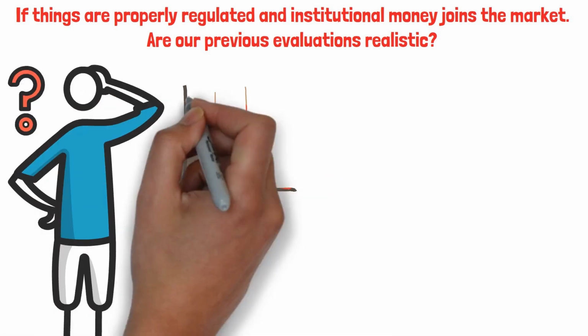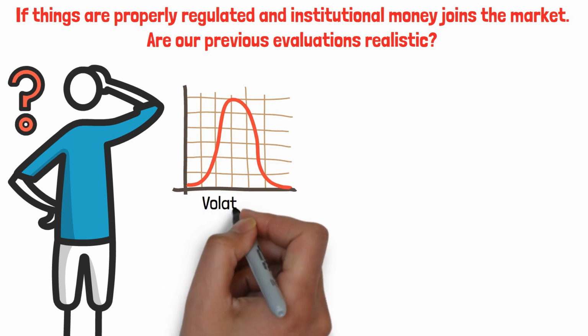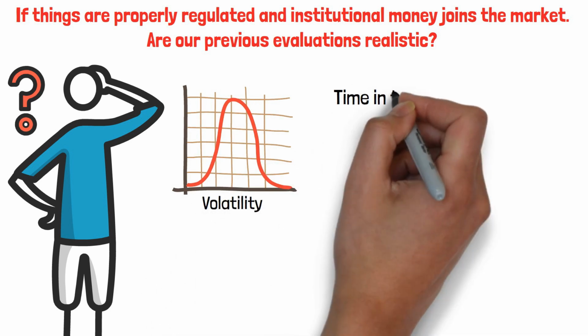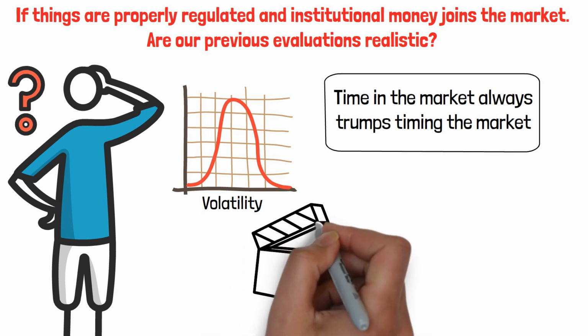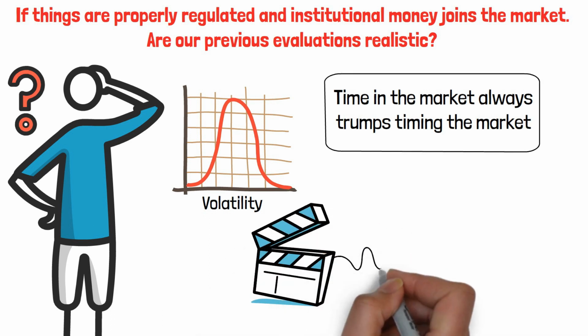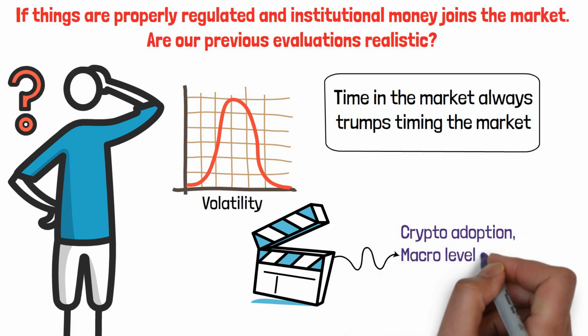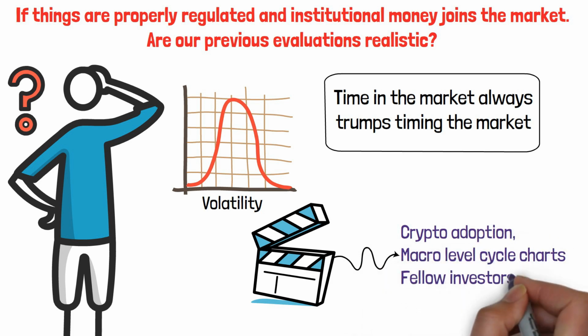If you're in or plan to be involved in crypto, you must plan for volatility. And remember, time in the market always trumps timing the market. If you like to be liquid, however, and time macro trends, check out our other videos where we cover crypto adoption, macro-level cycle charts, and fellow investors' opinions.